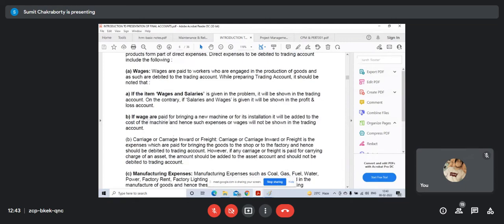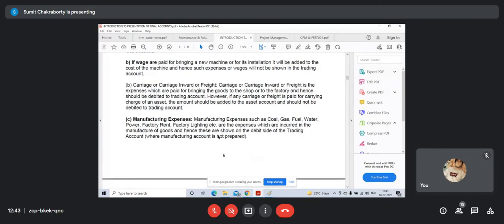If wages are paid for the purchase of a new machine or for its installation, they will be added to the cost of the machine, and hence such expenses or wages will not be shown in the trading account. They will go to the balance sheet directly. Carriage inward or freight is the expense paid to bring the goods to the shop or to the factory, and hence should be debited to the trading account.